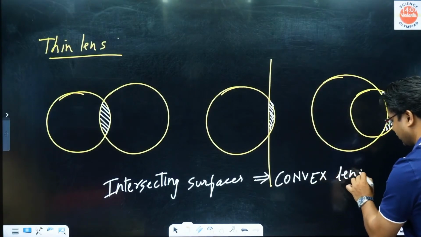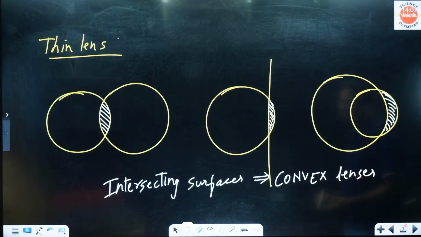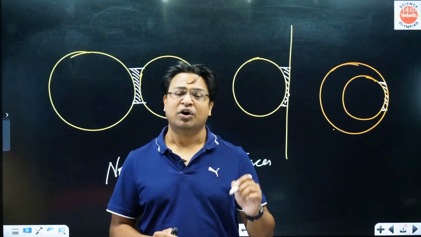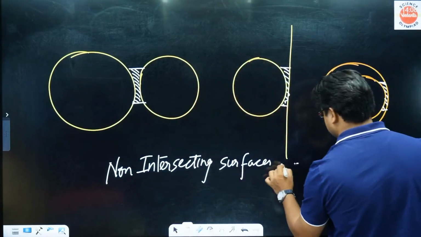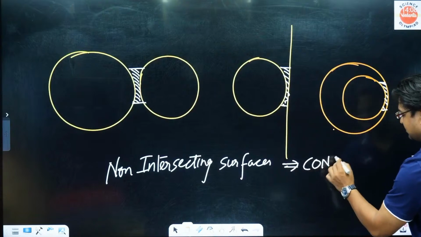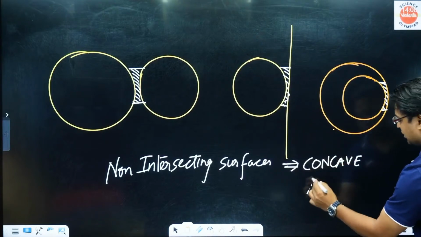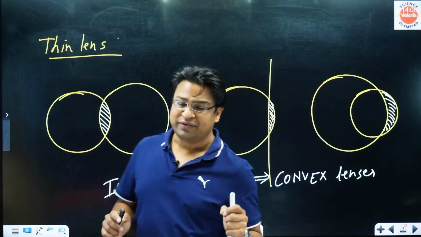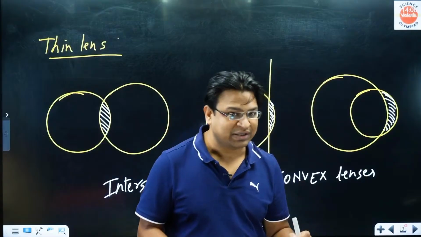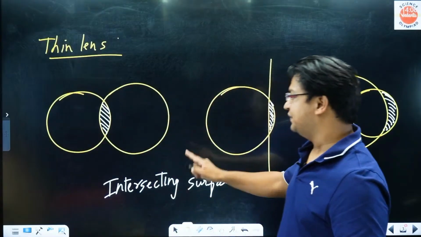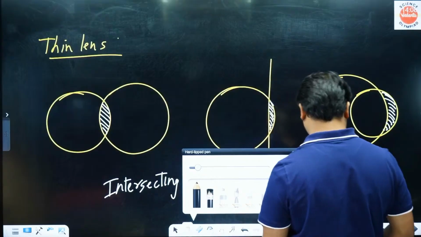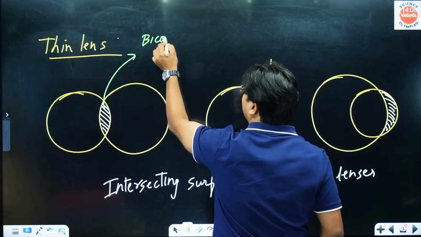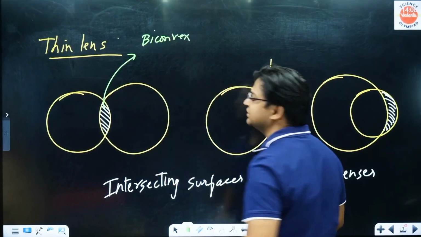They are all classified as convex lenses, and the ones which are made by non-intersecting surfaces are all classified as concave lenses. Within these two categories, convex lens and concave lens, there are also different names. For example, this particular one is called a biconvex lens.